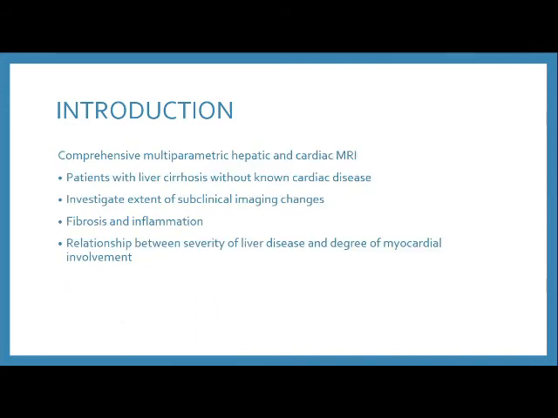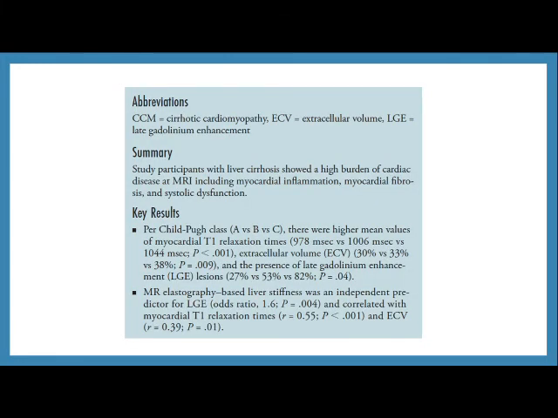So this is basically a comprehensive multiparametric hepatic and cardiac MRI study in patients with liver cirrhosis without any known cardiac disease. The purpose is to investigate the extent of subclinical imaging changes, such as fibrosis and inflammation, in these patients, and of course compared to a control group. The relationship is to be studied between the severity of liver disease and the degree of myocardial involvement. So the summary is basically, as we've mentioned, studying inflammation and myocardial fibrosis and systolic dysfunction.